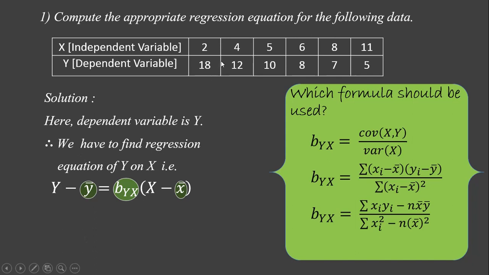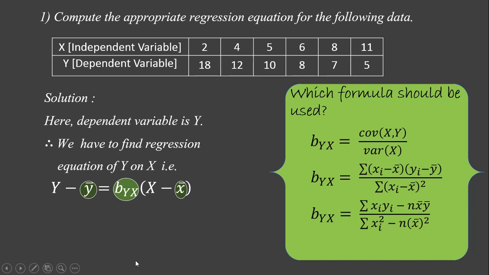Now here from the given data we can find the values of x bar and y bar. Now which formula should be used? Here the values of covariance and variance are not given directly. If we select the second formula, first we have to calculate x bar, then y bar, then we have to subtract x bar from each value of x, then subtract y bar from every value of y, and then take their product and its sum. And we have to subtract x bar, that is the mean of x, from all values of xi, square it, and then we can use this formula.